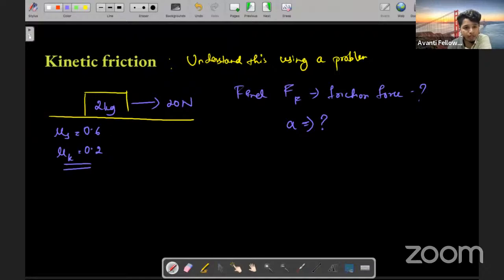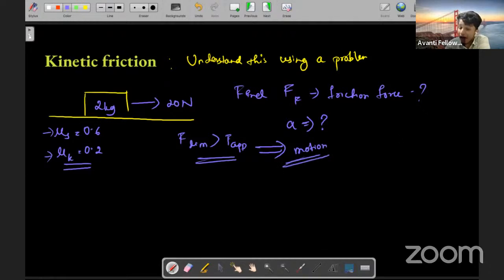Remember, students, whenever something like this is given, one is mu s, one is mu k. Mu s is for static friction. We need to check whether the limiting friction is greater than the applied force. Why? If the applied force is greater, then there is motion. And when there is motion, remember, there is kinetic friction. I'll tell you exactly the concept, don't worry. But just remember, when there is motion, there is kinetic friction.